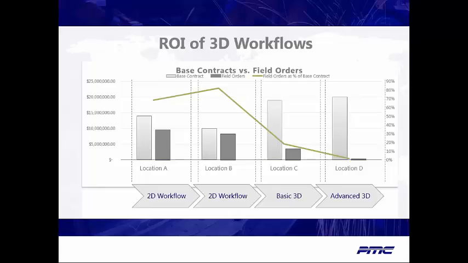This chart shows the effect 3D workflows can have on the number of field orders seen on the typical factory construction projects. These numbers are from a series of real projects done with one of the world's largest manufacturers. They show the progression from typical 2D processes to advanced 3D implementations and field orders dropping from over 35% of total project cost to less than 5% with 3D workflows.